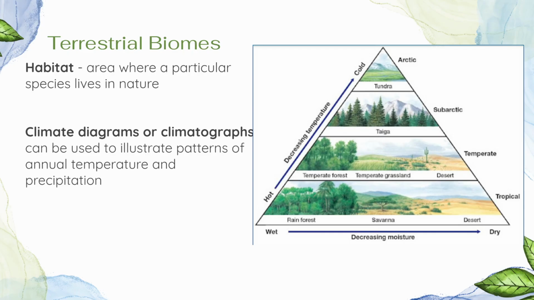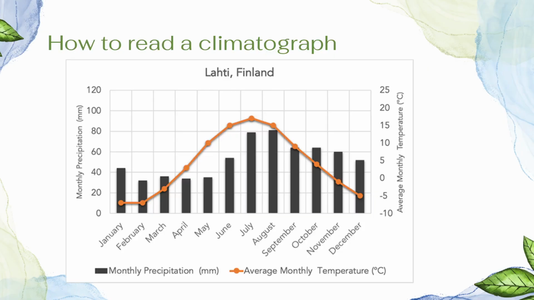A habitat is the specific area where a species lives in nature. As we move through this section, we'll see that species habitat is determined by the biome it lives in. We can use a diagram like this one on the next slide, called a climatograph, to illustrate the patterns of annual temperature and precipitation that define each biome.